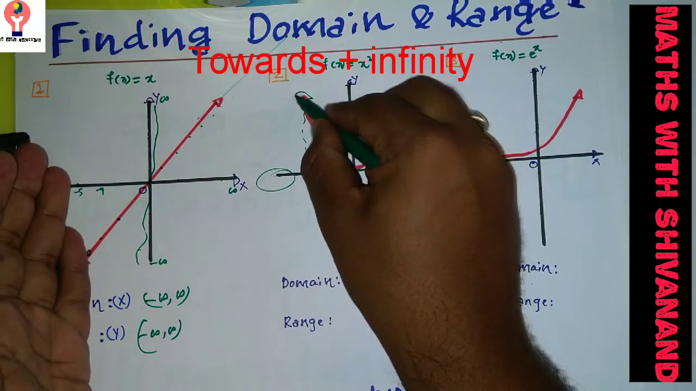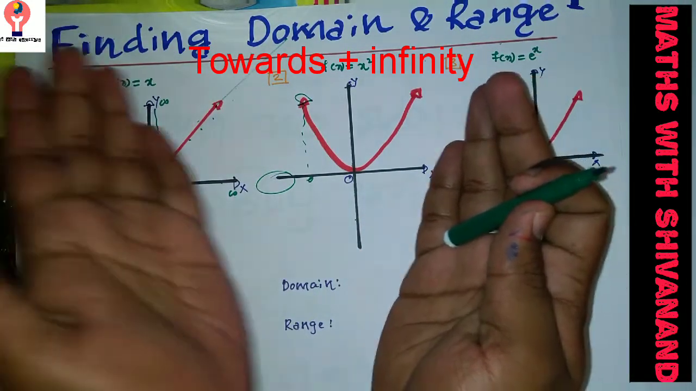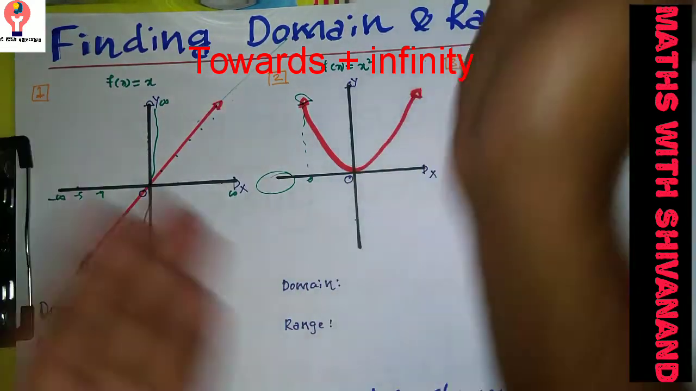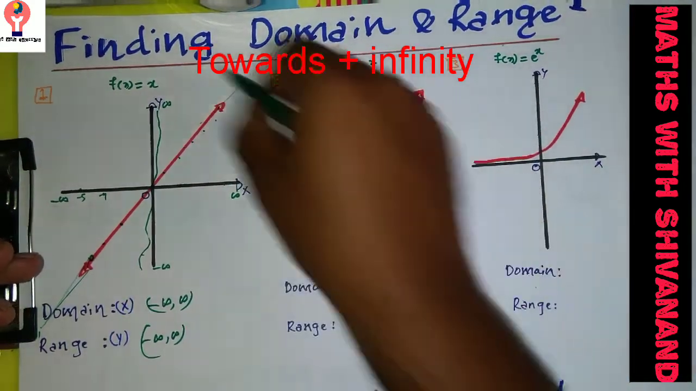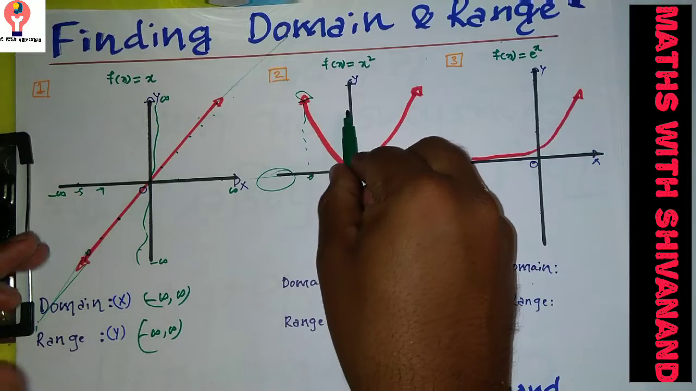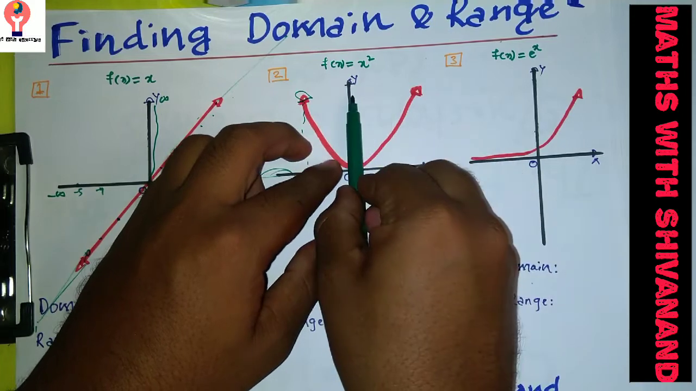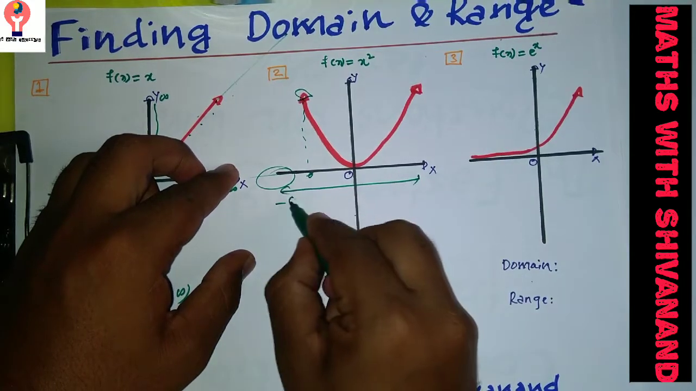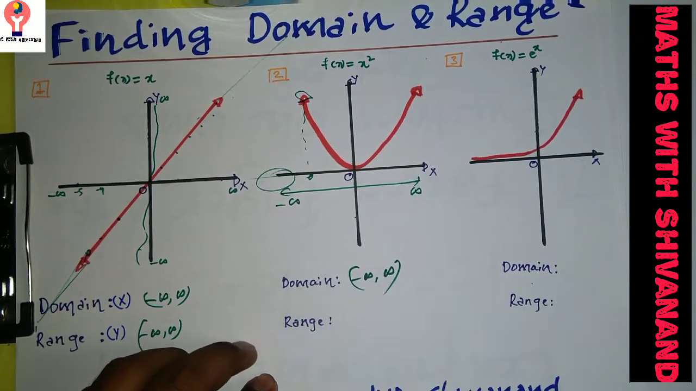Your arrow mark indicates your graph is moving towards infinity. It is going towards minus infinity on the left, and towards infinity on the right. It is completely going upward here. So you will have all the values here. So the domain is taking right from minus infinity to 0, as well as from 0 to infinity. Again you have this curve here. Hence the complete domain is from minus infinity to plus infinity. Once again I am writing my domain: minus infinity to plus infinity.